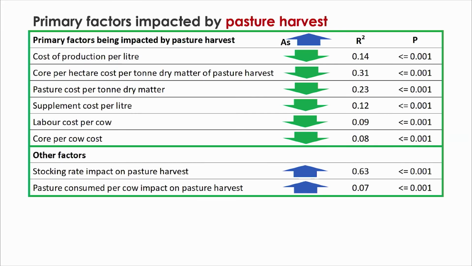Increasing stocking rate plays a significant role in increasing pasture harvest, which underpins the requirement to have sufficient cows grazing per hectare to optimise pasture harvest.